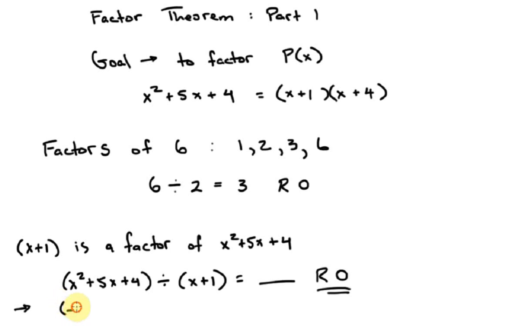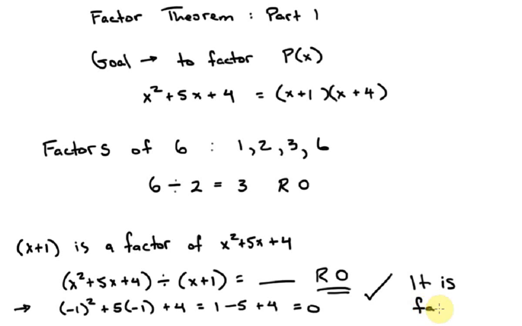So I would have gone negative 1 squared plus 5 times negative 1 plus 4, and that tells me what the remainder is. This would give me 1, and then minus 5, and then plus 4. So, guess what? That turns out to be 0. And if we get a remainder of 0, yes, it is a factor. Now we kind of knew that it was because we had picked it from this factored form up here.